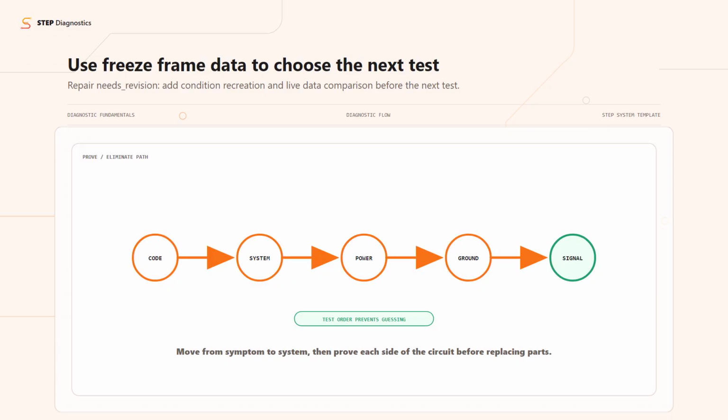First, identify the operating condition when the DTC set, such as load, speed, temperature, or RPM. Then recreate or approximate that condition. Compare current live data to the stored freeze frame and choose the next targeted test from the mismatch. The point is to prove what changed under the same condition before replacing a part.